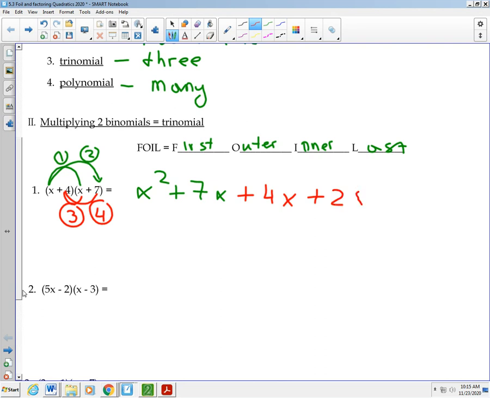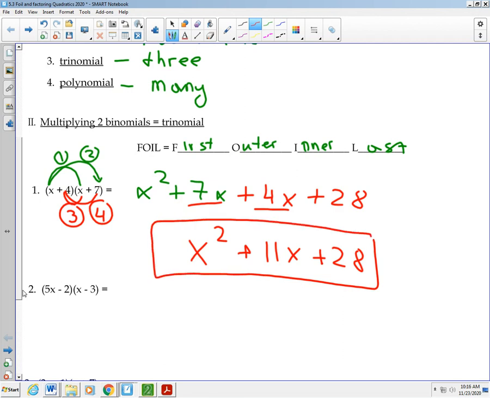Please don't stop here. You can combine the two middle terms, and this is extremely important for our next part of the lesson when we will factor. In other words, we'll undo foiling. You can always combine the two middle terms. Not always, but in this case. 7x plus 4x is 11x. So your final answer should be x squared plus 11x plus 28. Please pause this video and try example number 2.